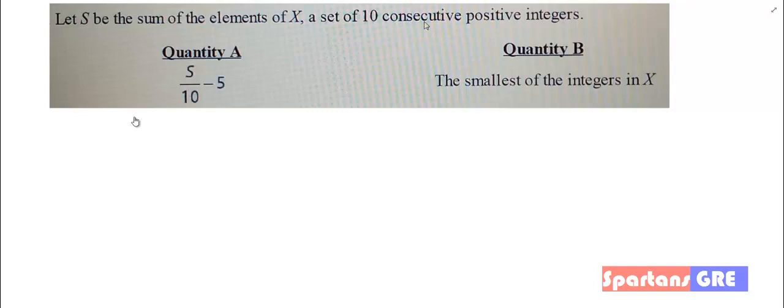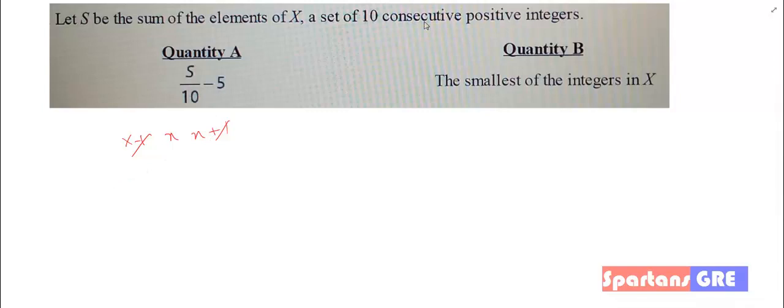So let's get started. The question says S is the sum of the elements of X. X is a set of 10 consecutive positive integers. Whenever you have consecutive numbers, or consecutive even or consecutive odd numbers, try to take numbers such that you have both negatives and positives, so that when we add all those numbers, the constant part gets cancelled. Suppose you are taking 3 consecutive numbers, you take x minus 1, x and x plus 1. Once you add them, this constant part will get cancelled. That's why your sum will become easier to solve.